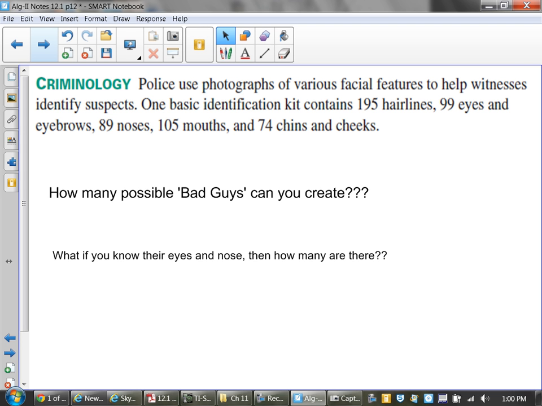So what you're doing here is you're working with possible things that could happen. Somebody stole Mike's calculator. We just found it because Mike went down to Lockhart and went through Lockhart's perp book. The perp book has all the different hairlines and the eyebrows and the eyes and the noses. Wait, Mike Lee Party? No, Mike can't, because he's trying to get his calculator. So what happened was there were 195 different hairlines to choose from, 99 eyes and eyebrows.